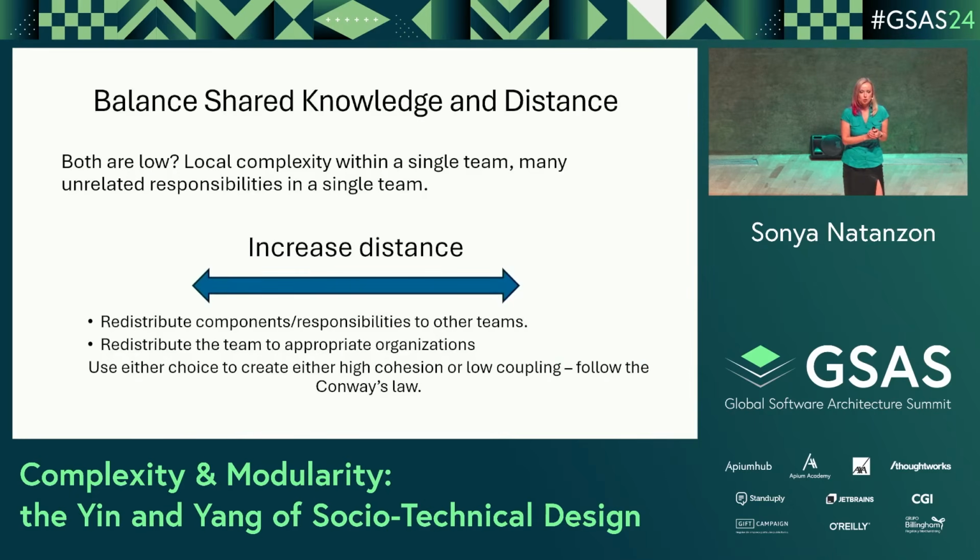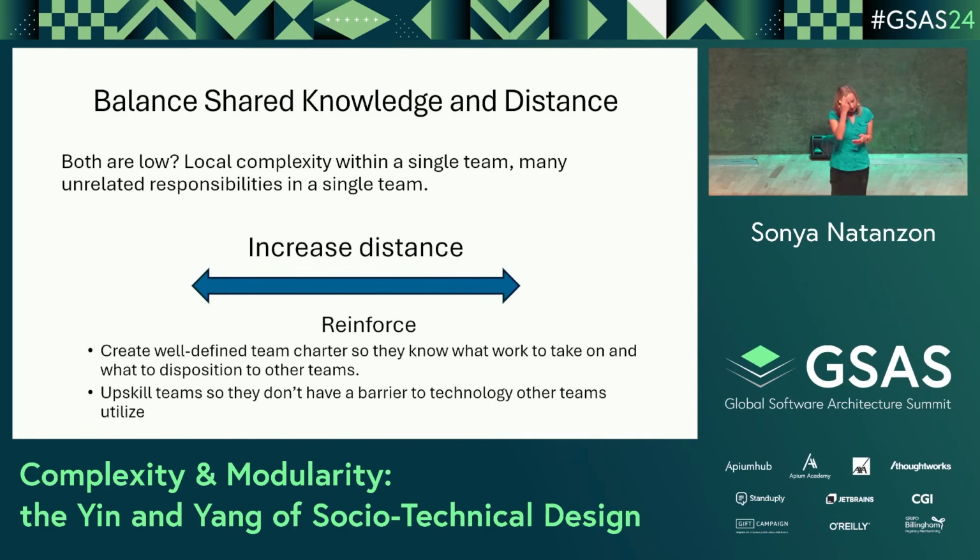If you have low shared knowledge and low distance, increase the distance. The choices here is you can either distribute the components to the right teams or you can distribute the team. Look to create either high cohesion or loose coupling with either one of those moves. Now, once you've done that, you have to reinforce that. And the way to reinforce it is, actually, we have two ways to reinforce it. First way to reinforce it is a good team charter.